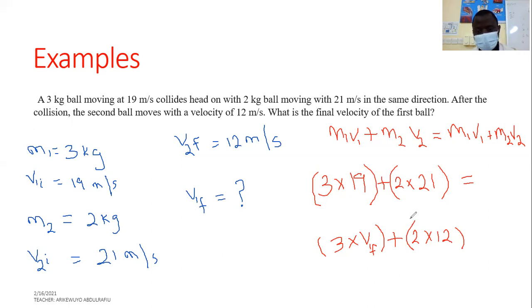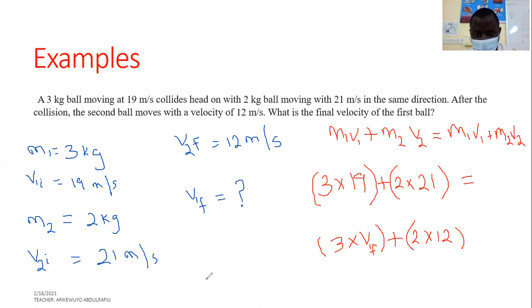So what is 3 multiplied by 19? It's 57, plus 23, that's 80. So I have 80 is equal to what? So let me write that with another marker.